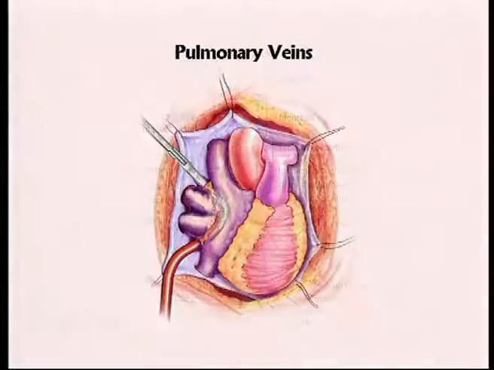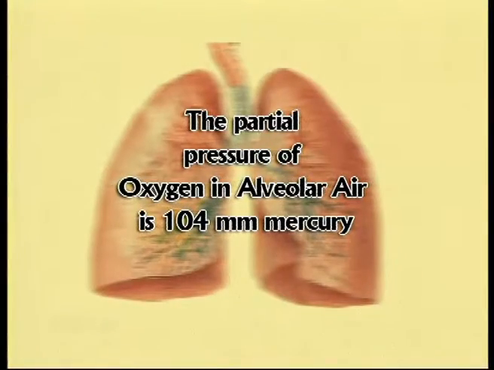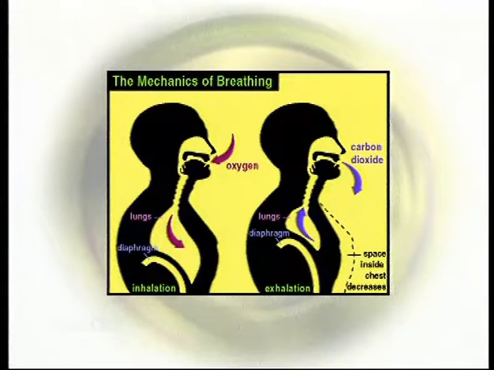arteries. Gaseous exchange occurs due to the difference in the partial pressure of gases in the lung alveoli and the impure blood, venous blood. The partial pressure of oxygen in alveolar air, as you are seeing on your screen, is 104 mm mercury, and the partial pressure of oxygen in the venous blood or impure blood is 40 mm mercury. Hence, oxygen diffuses from alveolar air to blood, for the oxygenation of blood, and blood is converted into the oxygenated form.